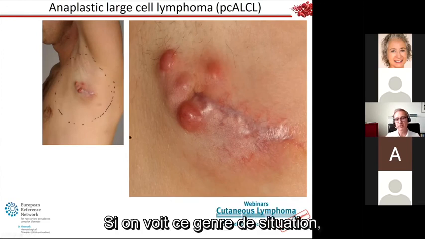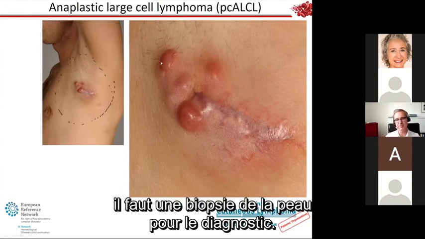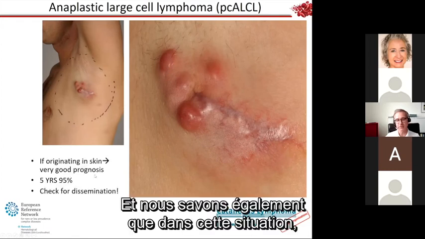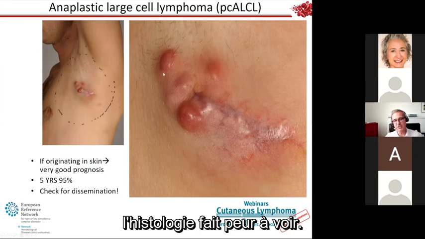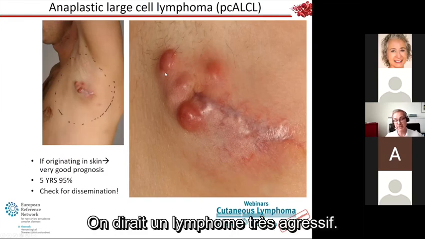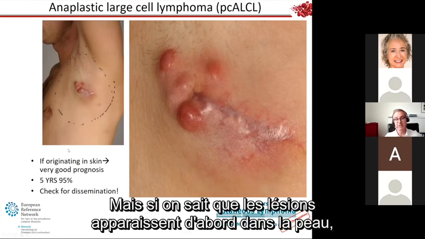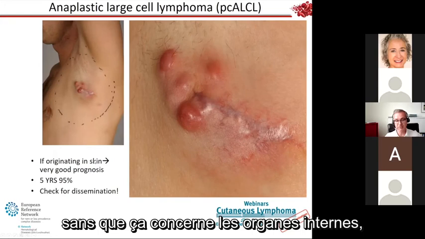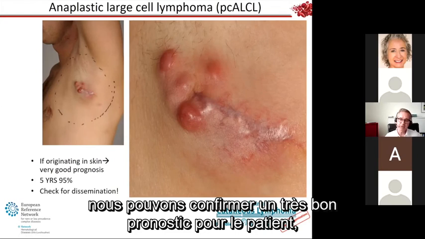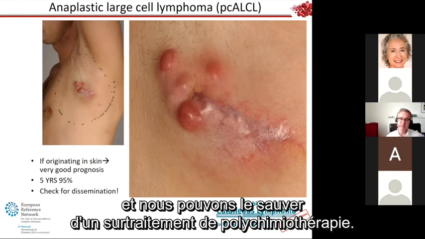If we see these situations, obviously we have to take a skin biopsy for diagnostics. And we know also in this situation, the histology looks very scary, like a very aggressive lymphoma. But if we know that the lesion occurs primarily in the skin, first in the skin, with no involvement of inner organs, then we can confirm a very good prognosis to the patients, and we can save them from an overtreatment with polychemotherapy.